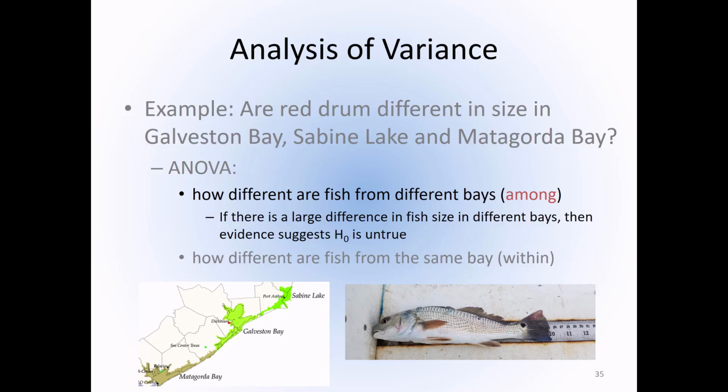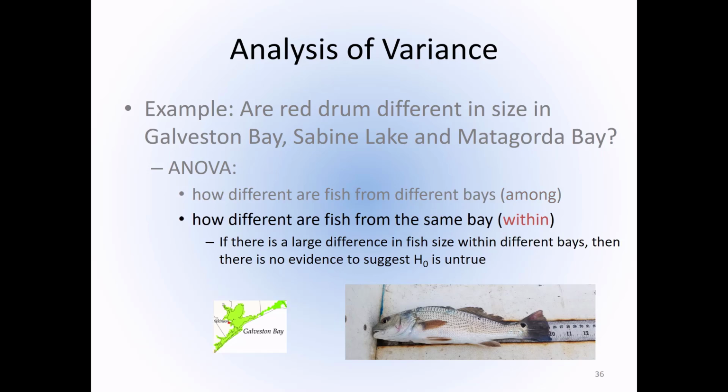So if there is a lot of difference between the fish from Sabine Lake to Galveston Bay to Matagorda Bay, well, then we have a pretty strong argument to reject the null hypothesis. We have quite a bit of evidence to do so. But if we have a lot of variability within particular bay systems, there's lots of variance in the size of fish within one or more of these bays, it can lead to us having less evidence and more likelihood of us failing to reject the null hypothesis.